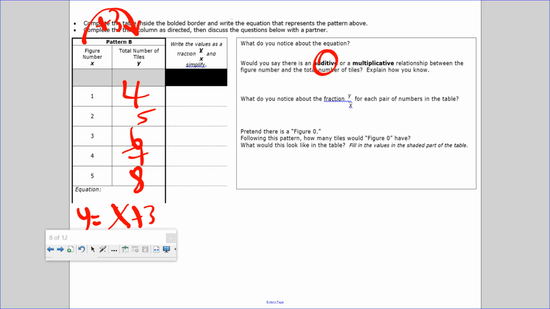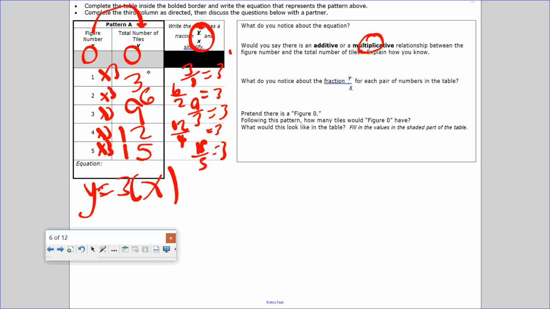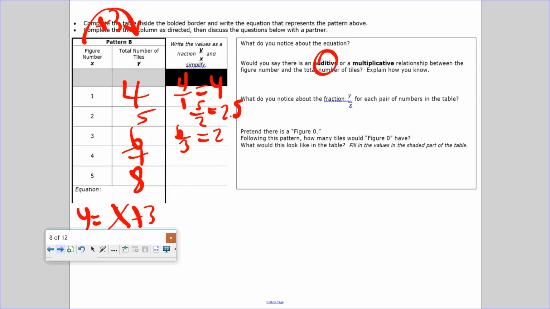So now let's look at y divided by x: 4 divided by 1, 5 divided by 2, 6 divided by 3. 4 divided by 1 is 4, 5 divided by 2 is 2.5, 6 divided by 3 is 2. What do you notice? They're all different numbers. When it's multiplicative, y divided by x gives all the same number. But when it's additive, the numbers are all different.